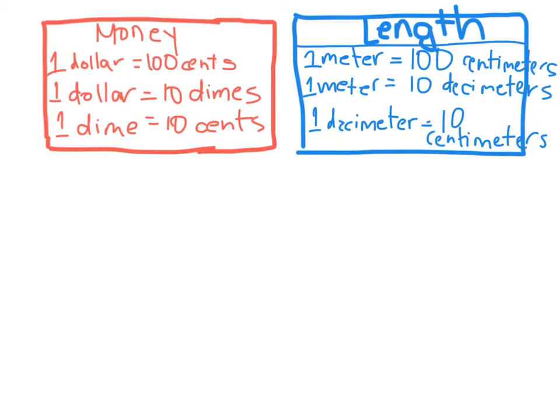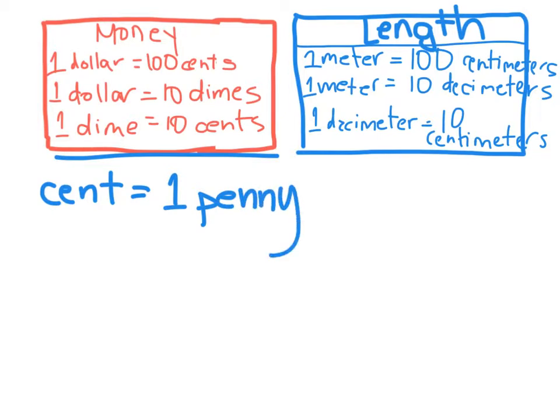Then I want you to take a look at my money chart that I added over here. You can see that my money is very similar to my length. In money we're using the same idea of ones, tens, and hundreds. So when we talk about money, what does the word cent mean? Cent means 1 penny. Let's write this down in our math journal. Cent equals 1 penny.